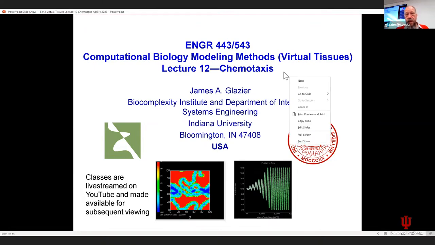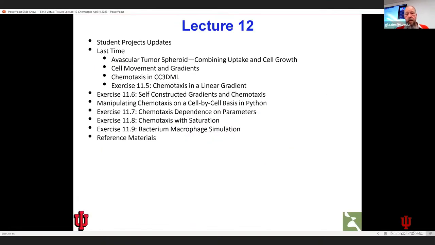Today, we're going to be talking about chemotaxis, and we may add a little bit of material to this. Last time ended talking about the linear gradient, chemotaxis of the linear gradient. I'd like to do the self-constructed gradient exercise, tell you a little bit about how to manipulate chemotaxis on a cell-by-cell basis in Python. I have added some slides on angiogenesis, which is a nice example, which we could do together. And it's pretty simple. And then maybe we'll get to dealing with bacteria macrophage simulation.